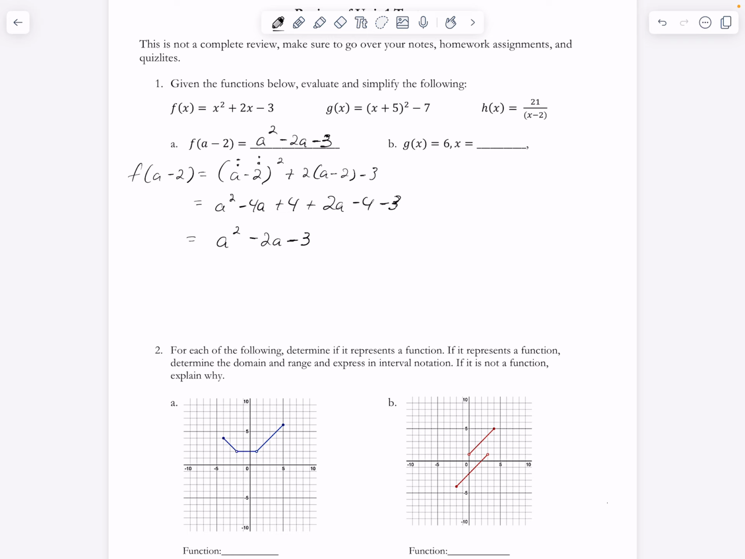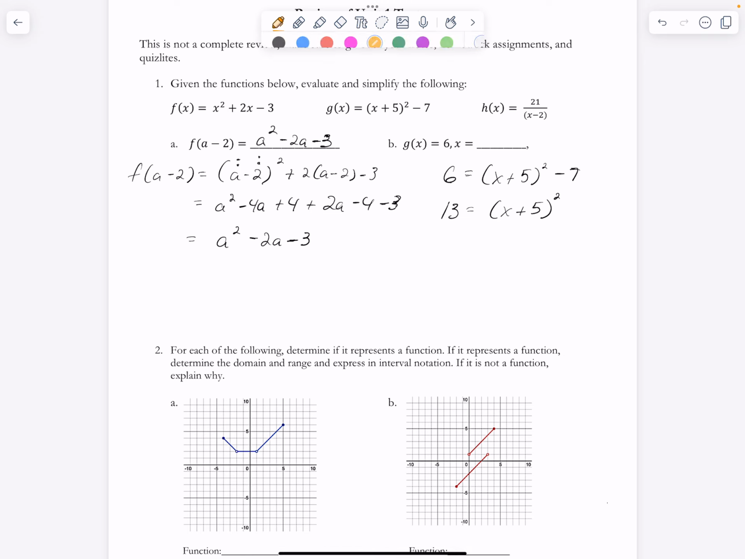This is a little bit different because we're setting a function equal to a number, 6. So we write 6 equals x plus 5 squared minus 7. I'm going to move that minus 7 over with addition to get 13 equals x plus 5 squared. And you're going to see this kind of thing happen when we do our unit on quadratics, solving with completing the square. So right now this might be a little bit confusing, but it's good practice for when we get to solving with completing the square.